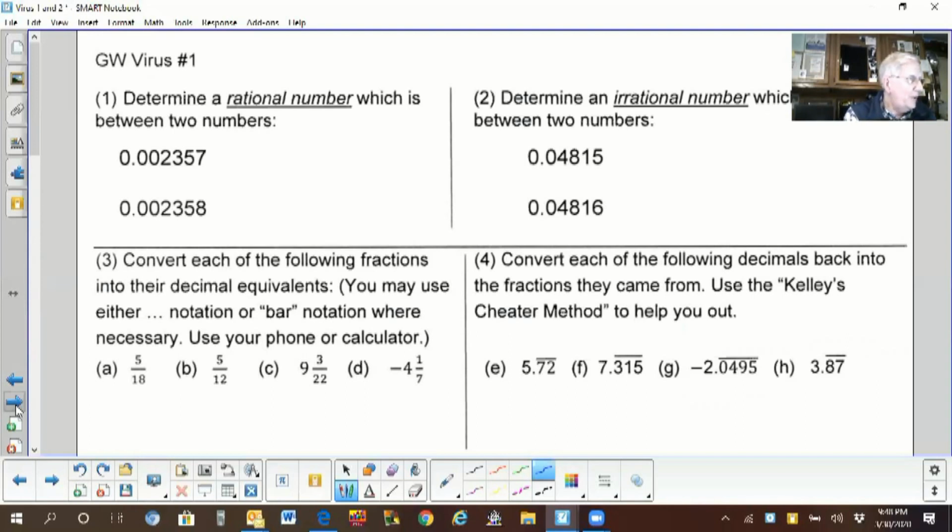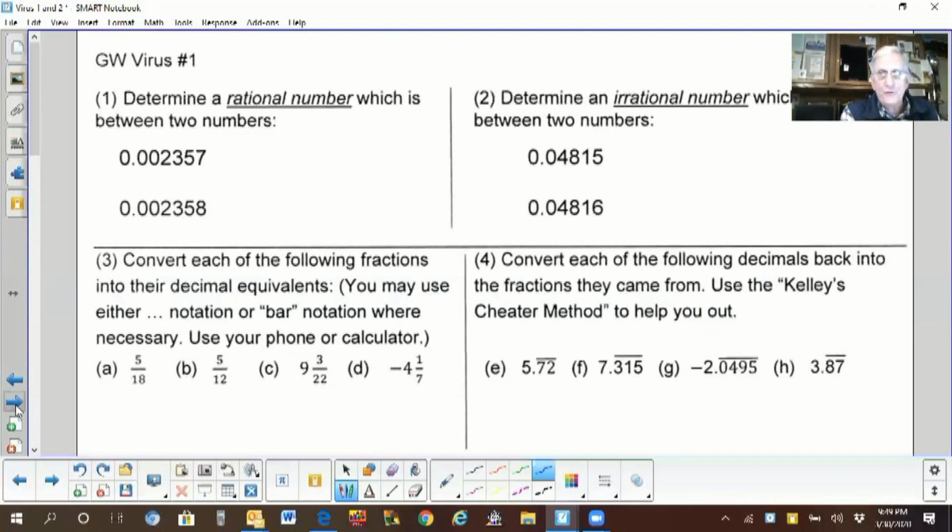Now you'll notice 0.002357 and 0.002358, okay? They are rational numbers. I would like you to find a rational number that's between them. The simplest thing to do to find a rational number between them would be to add them together, as you recall, and divide them by 2. The answer you obtain will be rational and it will be between them.